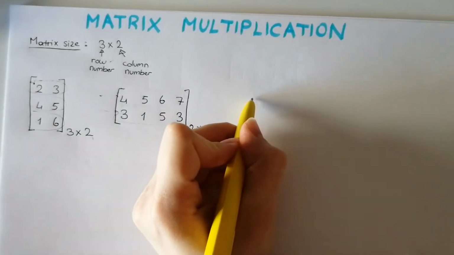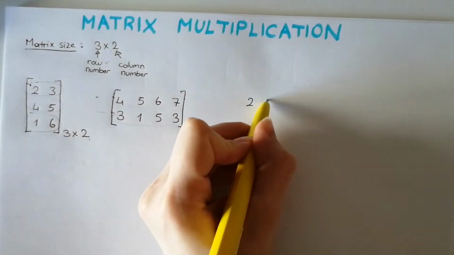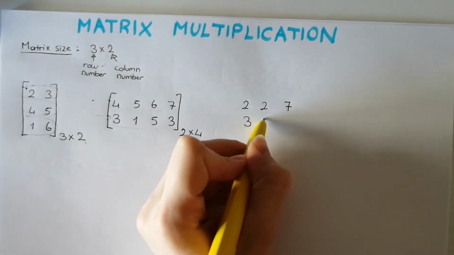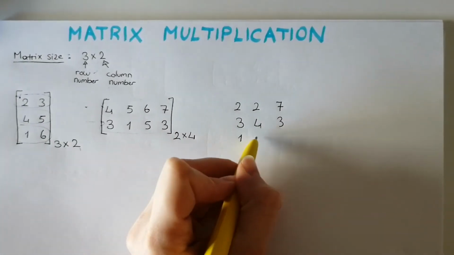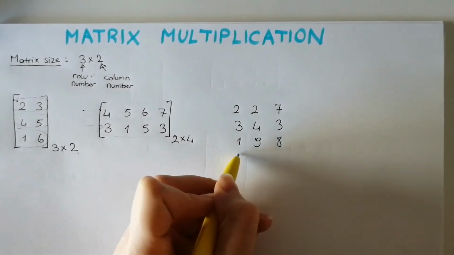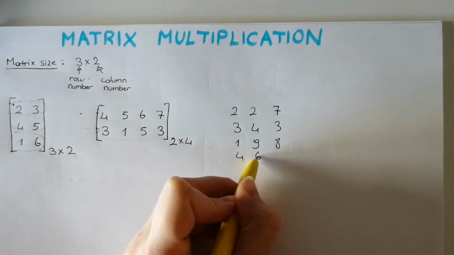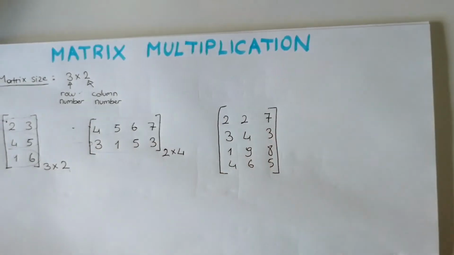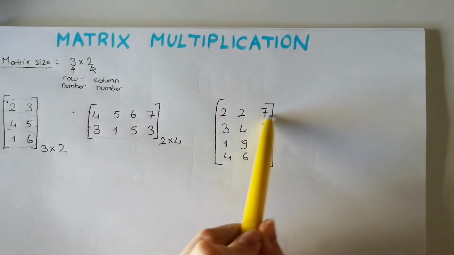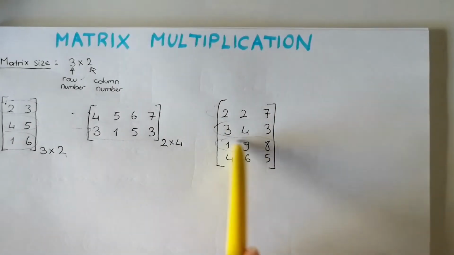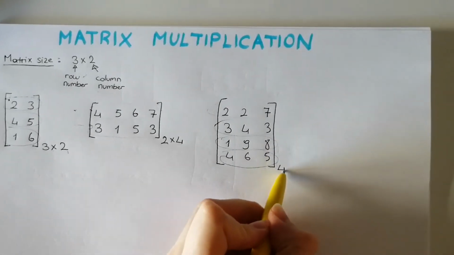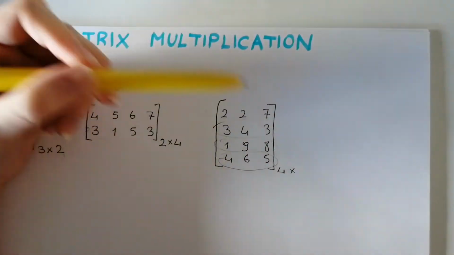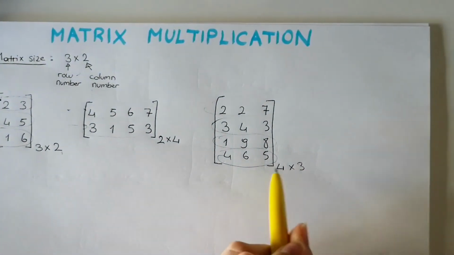Let's make another example. 2, 2, 7, 3, 4, 3, 1, 9, 8, 4, 6, 5. So let's find the size of this matrix. This matrix has 1, 2, 3, 4 rows, and 1, 2, 3 columns. So this is a 4 by 3 matrix.